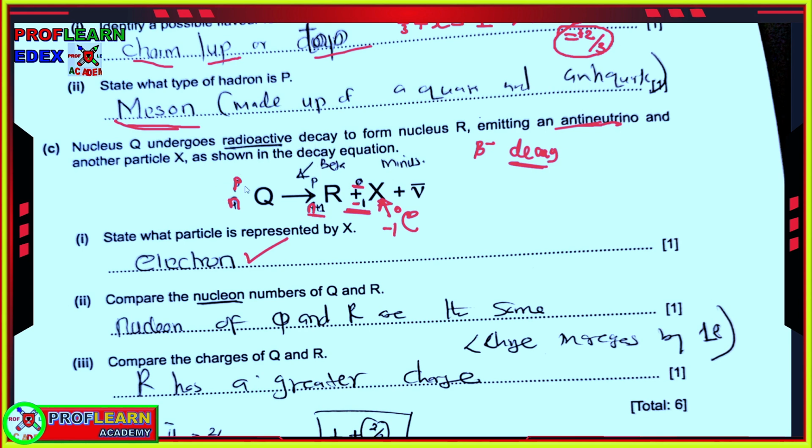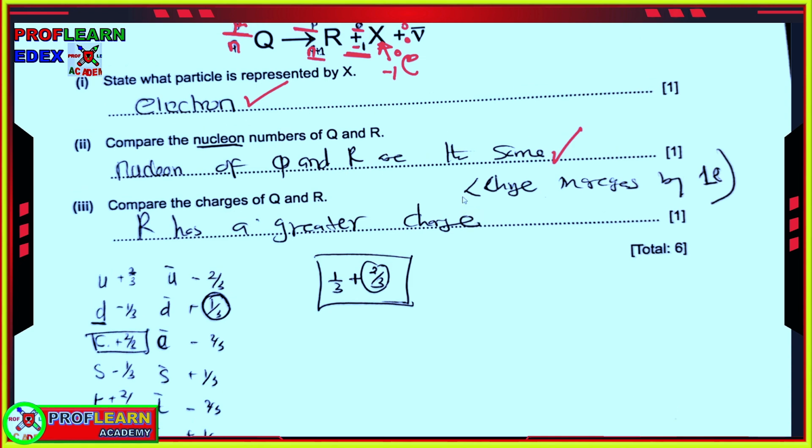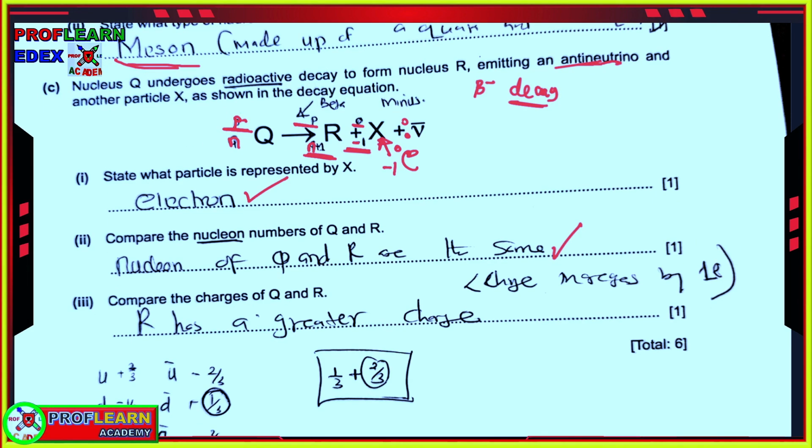The nucleons of Q and R, the nucleons are the numbers we have at the top here. They should be the same because the mass of an electron is actually 0, and the mass of an antineutrino is 0, and the charge of an antineutrino is also 0. Then the nucleon of Q and R are the same. Then if we are talking about the charge of R, the charge of R is going to be greater than the charge of Q, because you can see R has one extra proton.